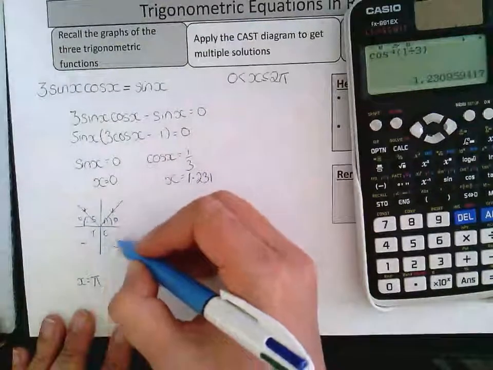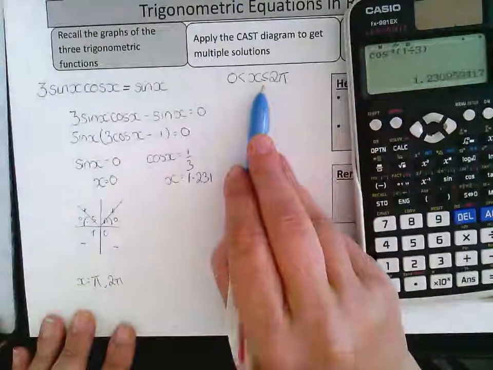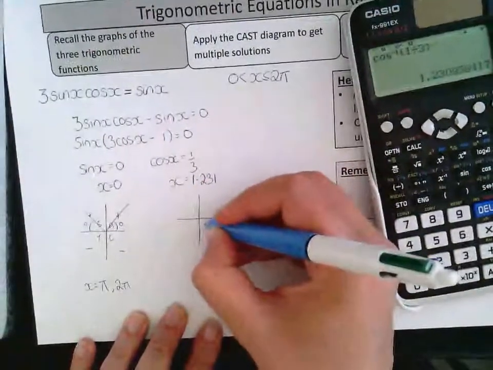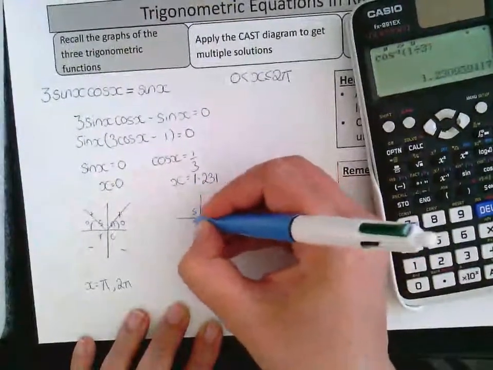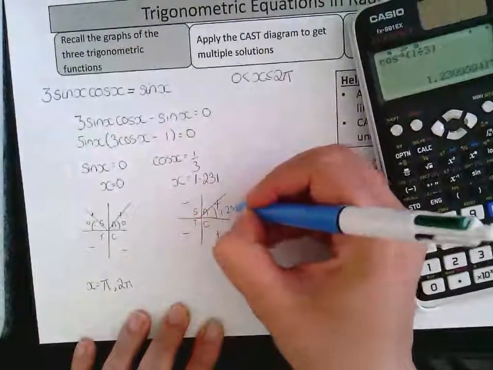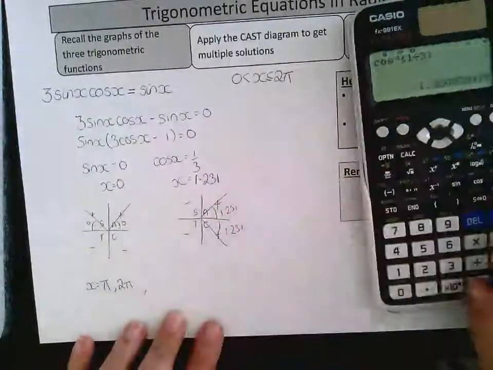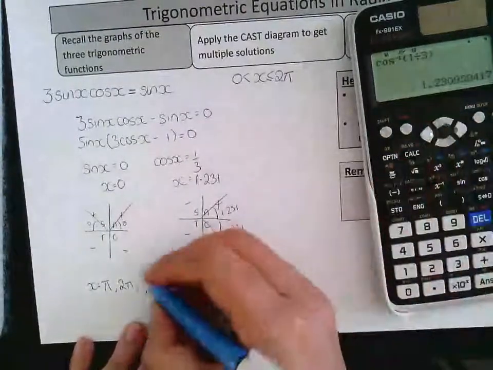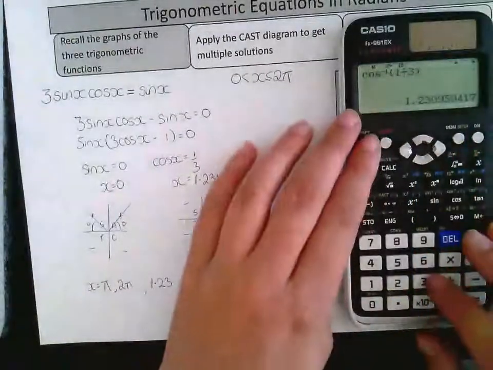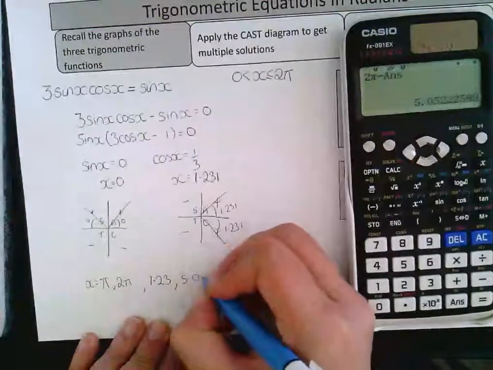And I've got to go round to 2 pi. 2 pi plus the 0 is 2 pi. These, check, are answers. So these are 2 valid answers. This one, cos. So I will also have 1 point. Now I'm going to round now to 2 decimal places. 1.23 and 2 pi minus that answer to 2 decimal places, 5.05.